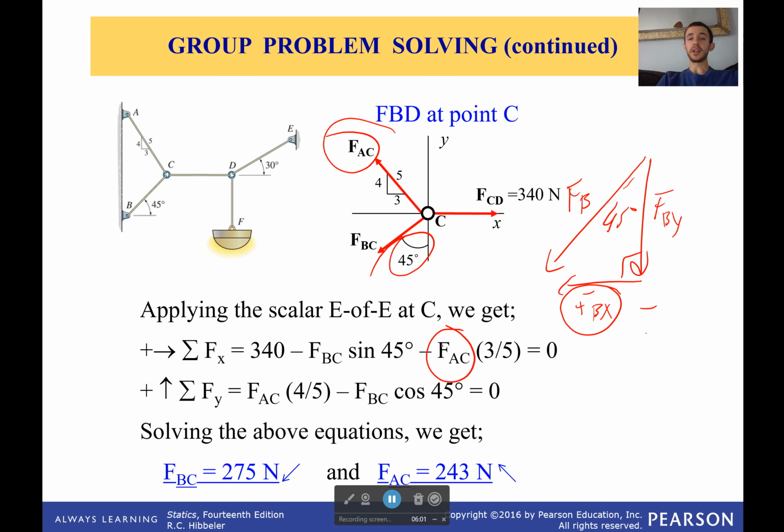But if you solve for one and then plug into your second equation, you can do that. You can also use your calculator to solve these kinds of equations. If you've got a TI-83 or something like that, they can actually solve sets of equations. So use that to your advantage. Let it help you. And with that, we get that force BC is 275 newtons and force AC is 243 newtons. And that is reasonable. That makes a lot of sense because if you look at the angle for this and for this, it's fairly similar. So you would guess that their magnitude would be fairly similar as well.